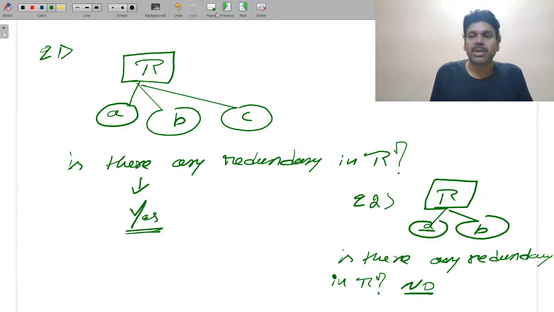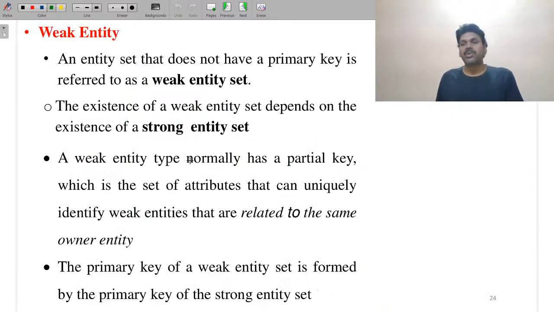So what about a weak entity? When you talk about the weak entity, it cannot be represented on its own. So it has to depend on a strong entity.